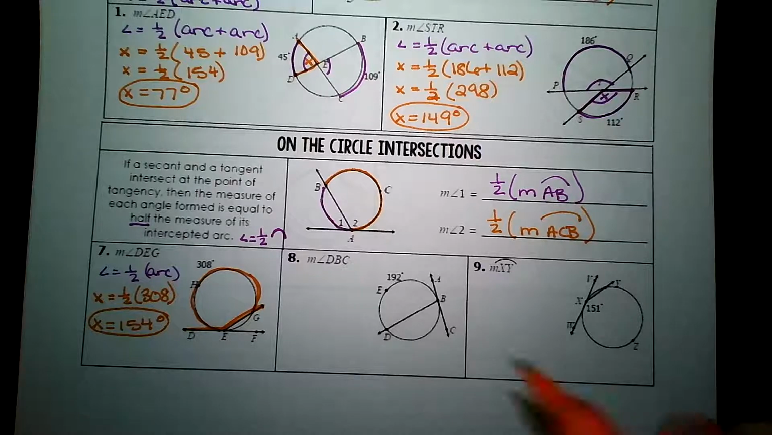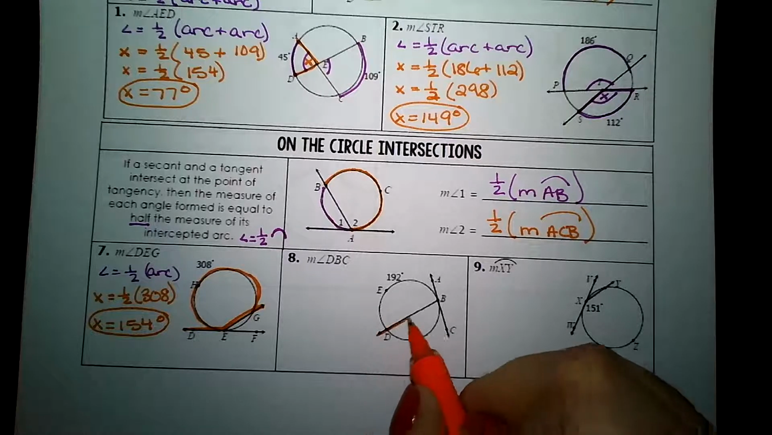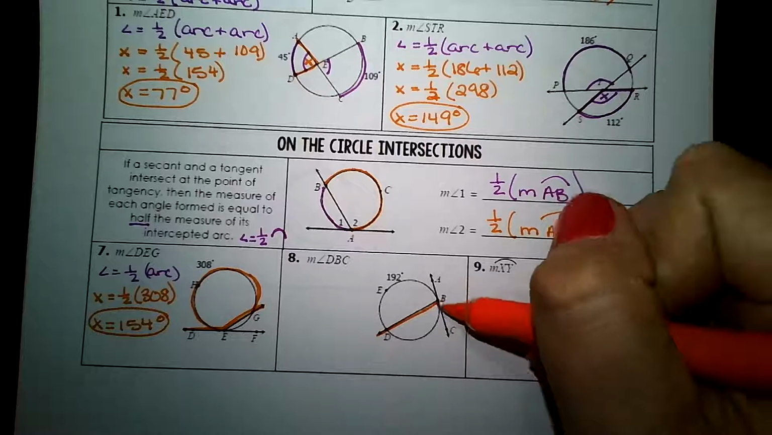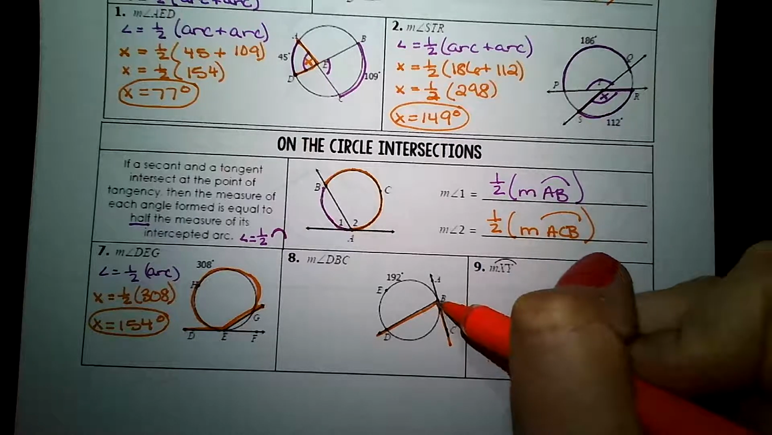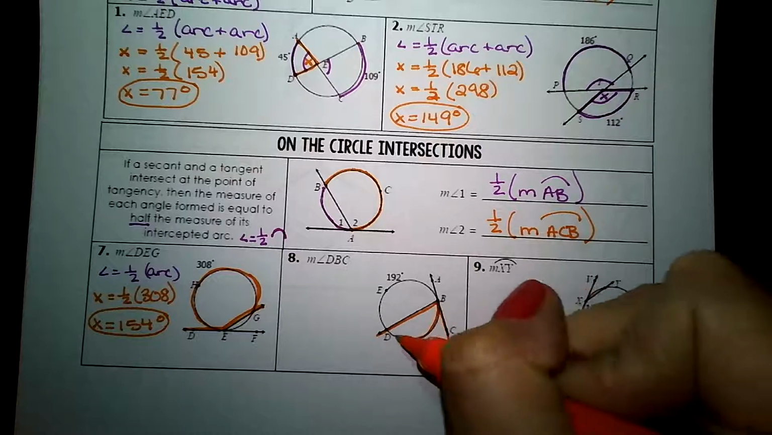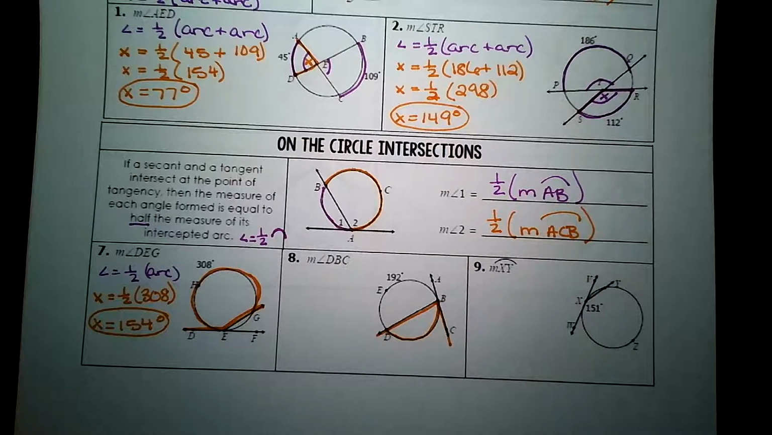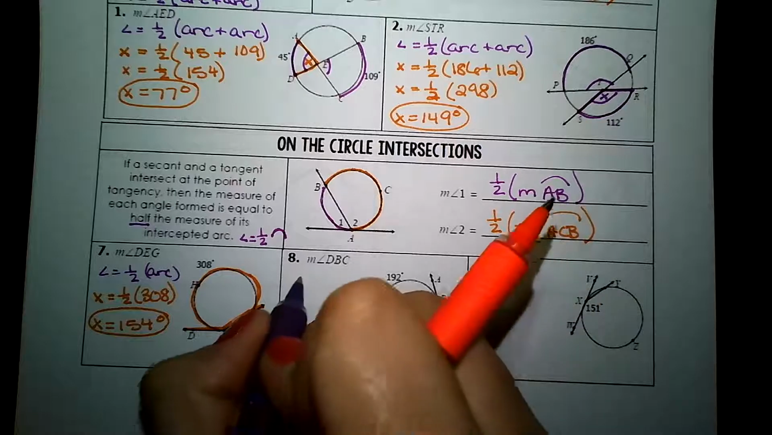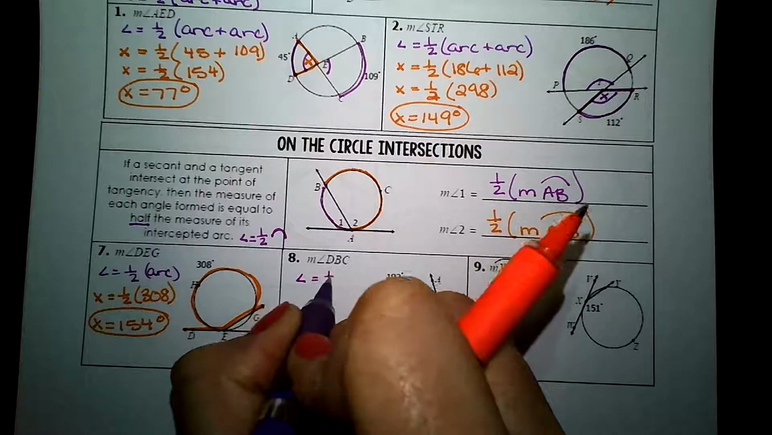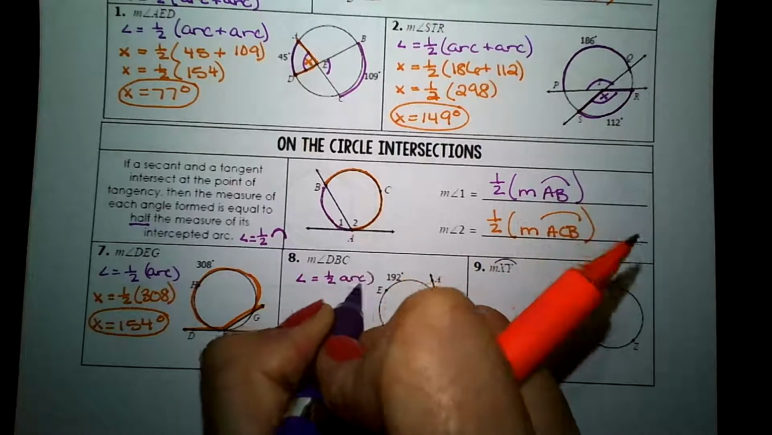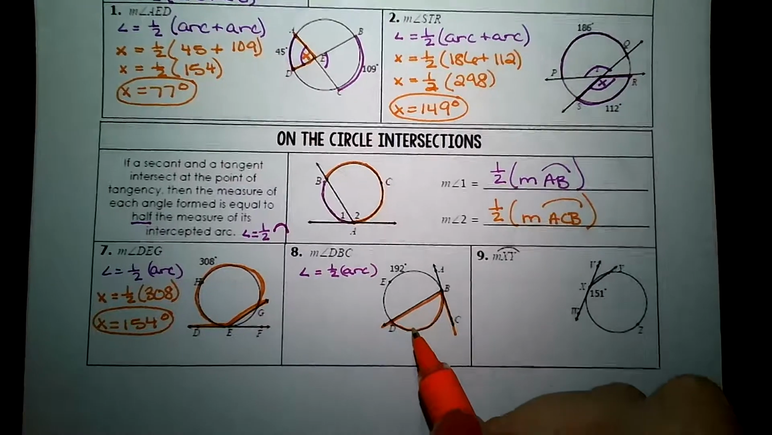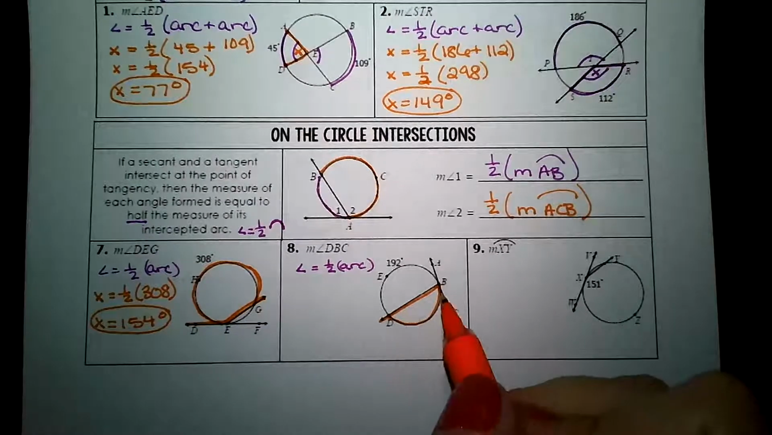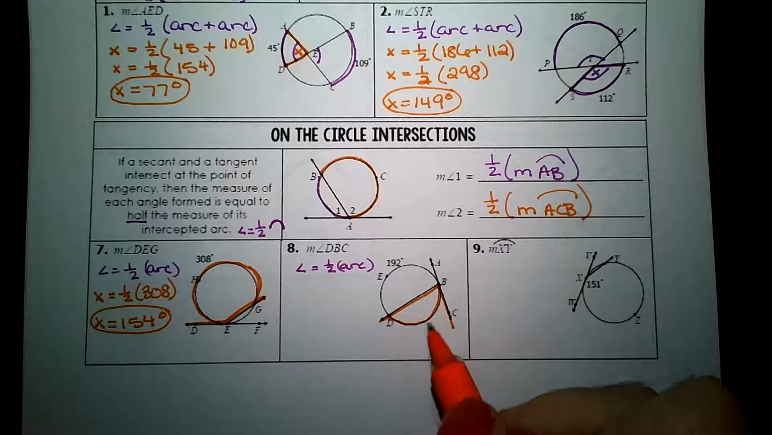Okay, in example 8, we are looking for angle DBC. DBC creates arc from D to B. In order to find the angle, we have to know how much the arc is. And here, we don't know how much the arc is yet. There's some other information in this picture that might help us, but as is, it's not given.